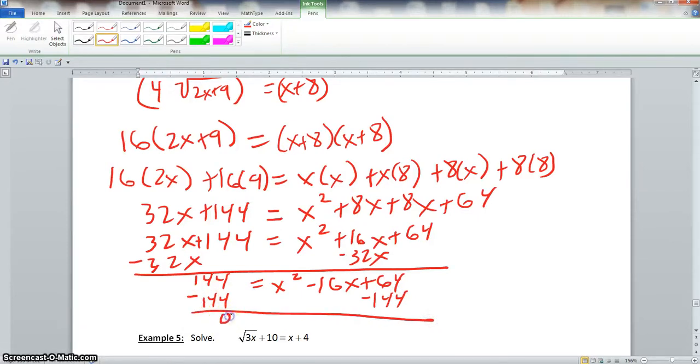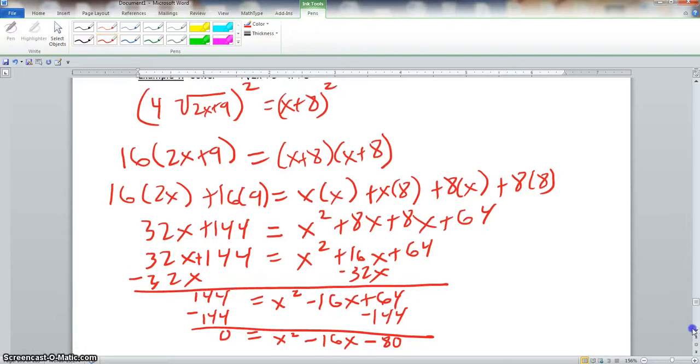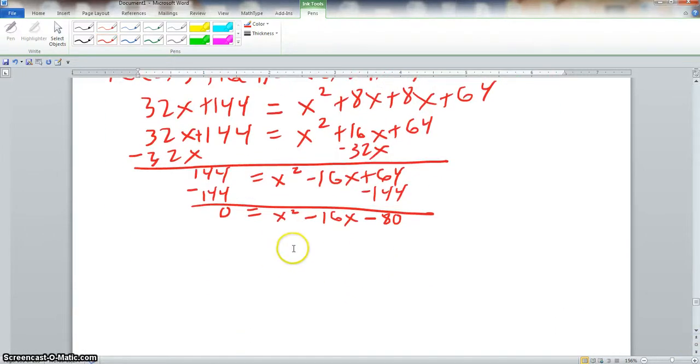So now we will have 0 is equal to x squared minus 16x minus 80. I'm going to have to scroll down a little bit here. Now we need to factor this side here, x squared minus 16x minus 80.